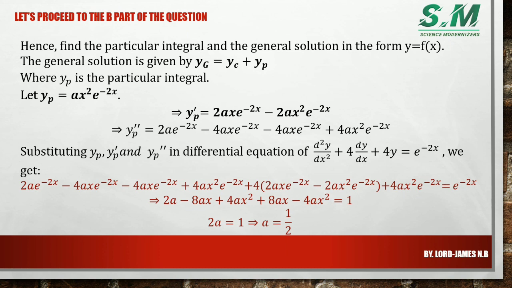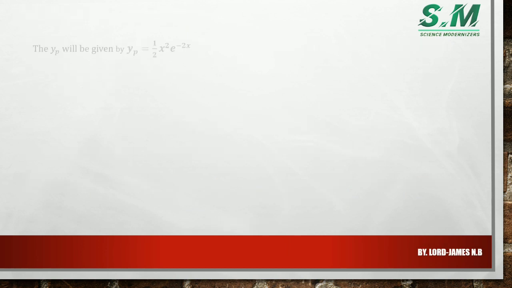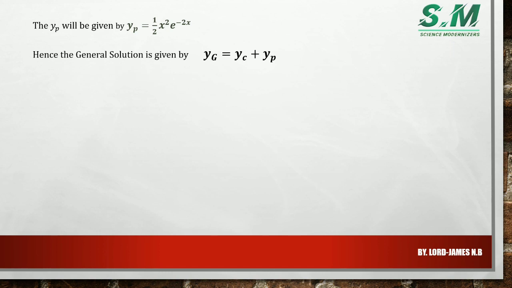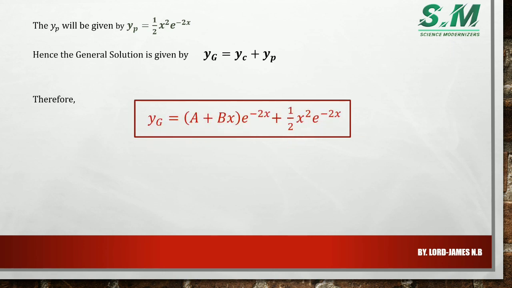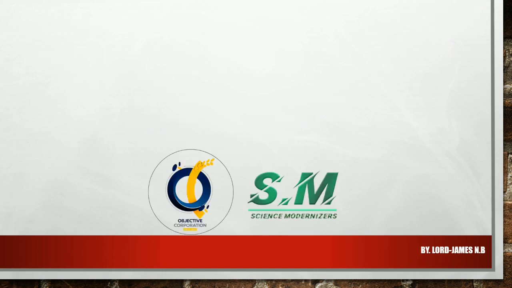So the problem is very similar to that which came in 2022. In general, the particular integral will be given by a half x squared e to the negative 2x, since a is equal to half, and hence the general solution will be given by yc plus yp. Therefore, we have the general solution to be a plus bx e to the negative 2x plus a half x squared e to the negative 2x.